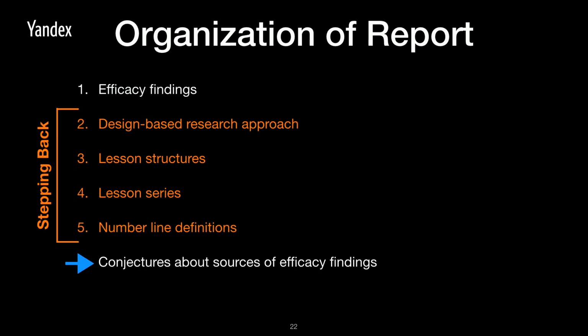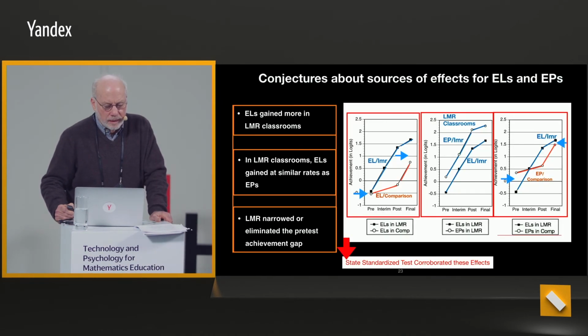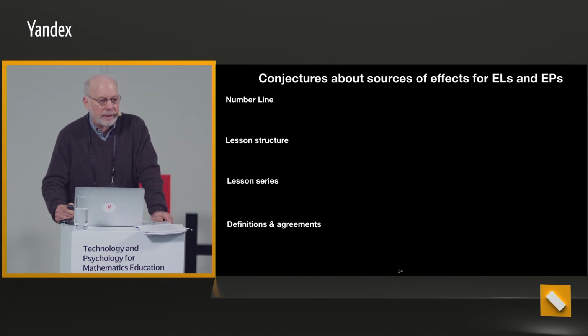So let me end with just some conjectures about sources of the efficacy findings. We saw the findings initially, and now we can't identify one single factor that led to EL success and English proficient student success. But we believe, after a lot of observation of different kinds of kids' participation in the classroom, that 3 features of these lessons really supported some equity of learning opportunities for kids from both language backgrounds.